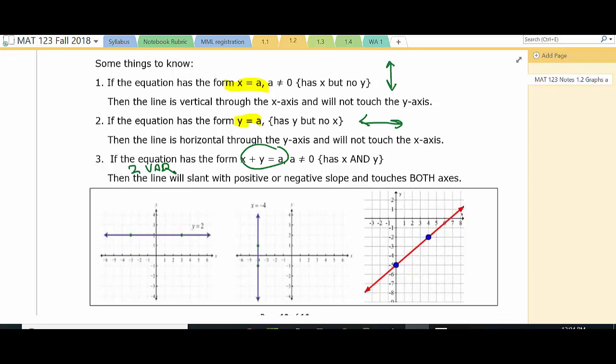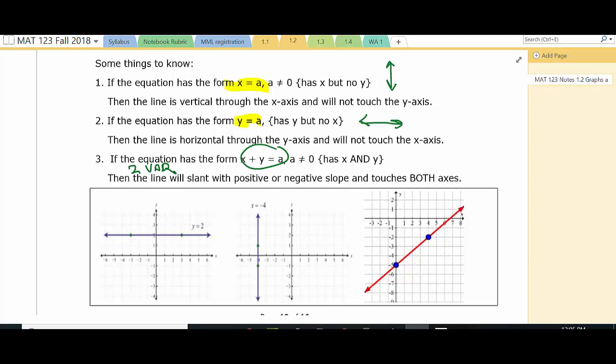So this is y equals 2. What y equals 2 means is you're going to go through the y-axis touching 2. You're never going to come in contact with x because there's no x in the equation. Okay, that's one of the best ways to learn that. This is x equals negative 4. So what do you do? You go through x and never touch y because there's not a y in the equation anyway. Tell me if that makes any sense. Okay, don't get these backwards.